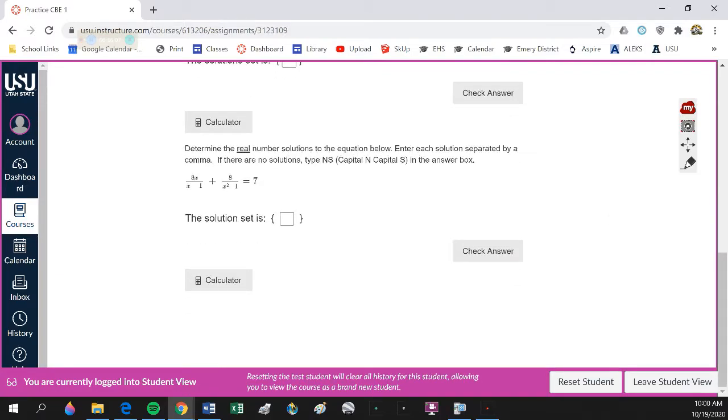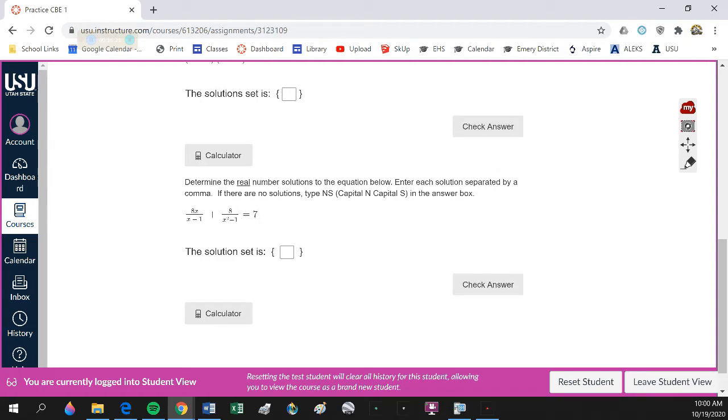All right. Determine the real number solutions to the equation below. Enter each solution separated by a comma. If there are no solutions, type no solutions. So, what is x not allowed to equal? 1 and -1. Those are not possible. So if one or both of our answers are in that list, then we just throw them away.